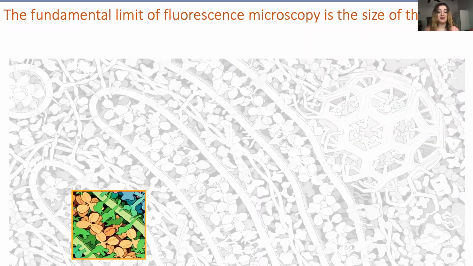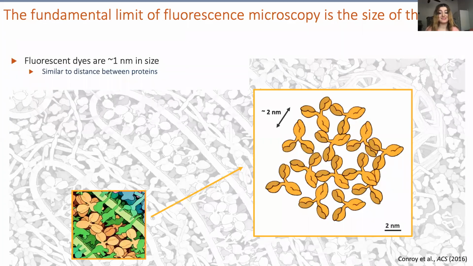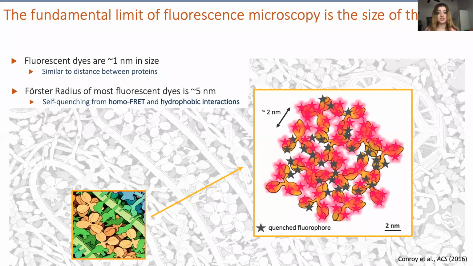If we take a step back, we notice from this image that the cell interior is extremely crowded. Most proteins are on average 3 nanometers in size and approximately spaced 1 to 2 nanometers apart. And so how do we squeeze labels in? Even organic fluorescent dyes, the fundamental contrast agents, are also 1 nanometer in diameter. And so they are on the same order of size as the biomolecules themselves, making labeling of the whole proteome inefficient and susceptible to homo-FRET interactions between the dyes and hydrophobic interactions as well.